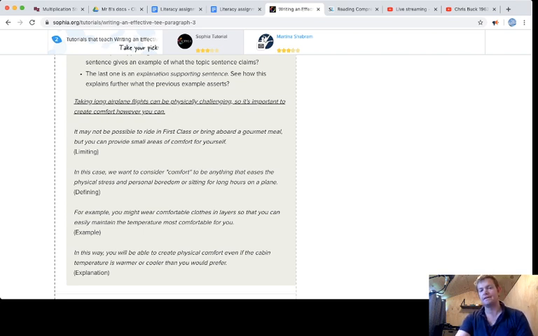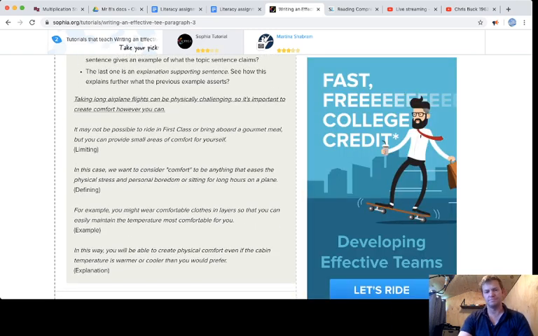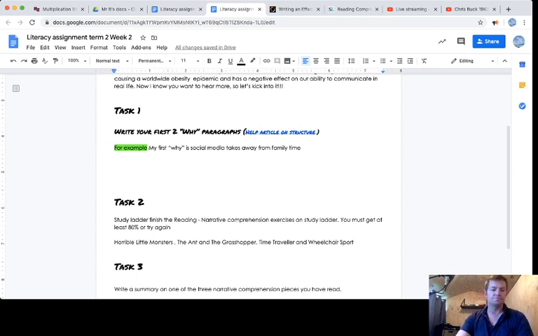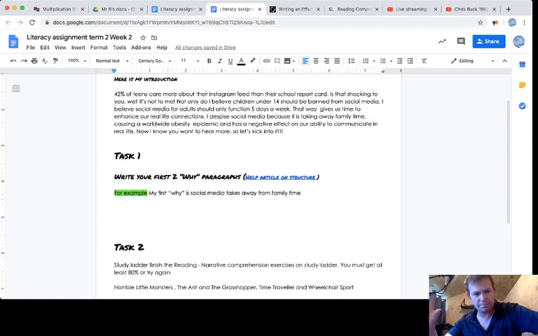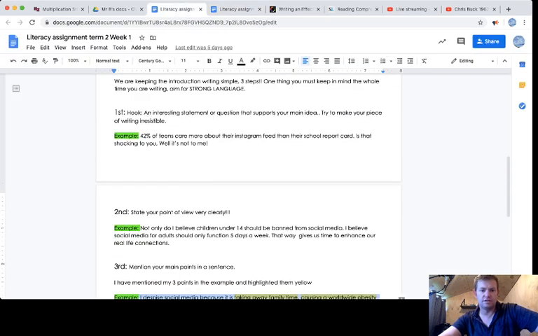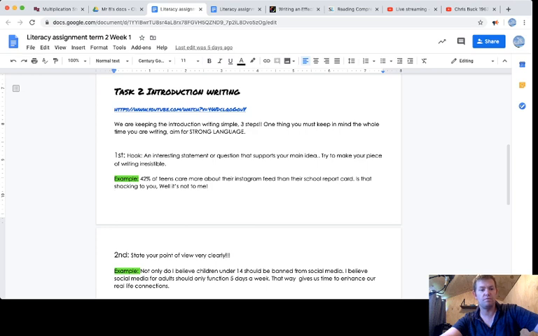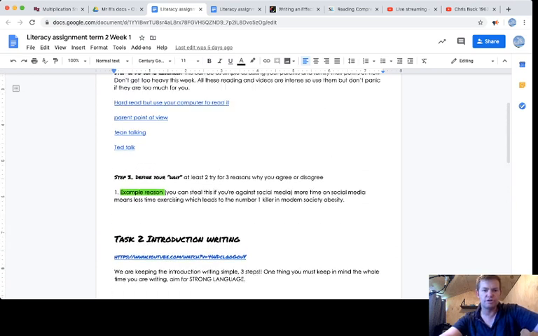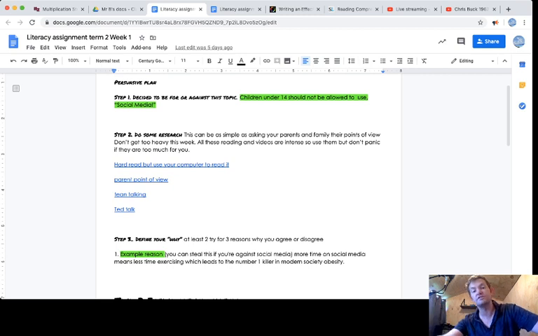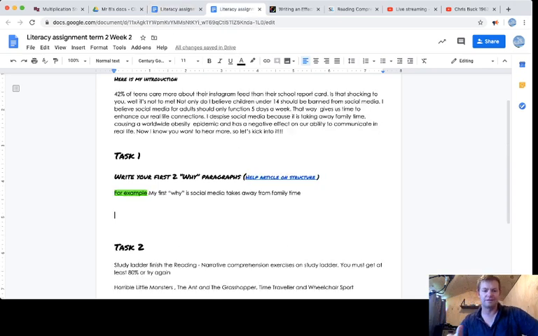Sounds a lot easier. I don't think I explained that particularly well, but you can read over that, and you can read over an example that I'm going to do here. So here we go. What have we got? I'm going to read my introduction again. Remember, my point of view in this example, if we're looking at literacy task step week 1, is you had to choose whether you were for or against children under 14 should not be allowed to use social media. And I chose for that statement. I agree with that statement. Theoretically, I'm not really actually telling you whether I agree or not.